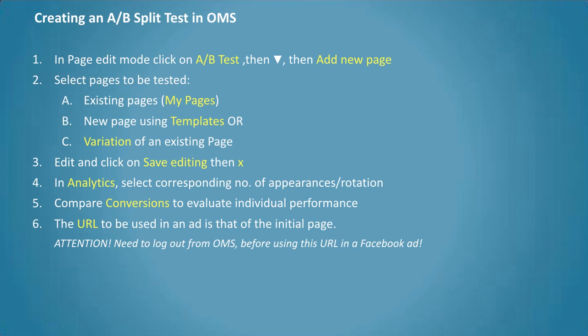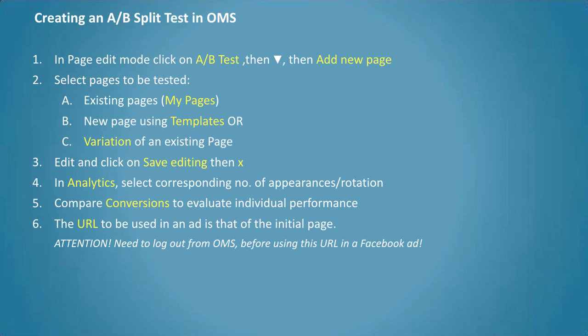So after we select the page we want to add, and after we edit it, we click on Save Editing, then the X mark, and then in Analytics we select the number of appearances per rotation that each page is going to have. So we decide the weight of each page associated. And of course, when the ad starts running and people start visiting the pages, we can compare the conversions to evaluate the individual performance of each page and decide if we want to drop some pages or if we want to increase the weight of some others.